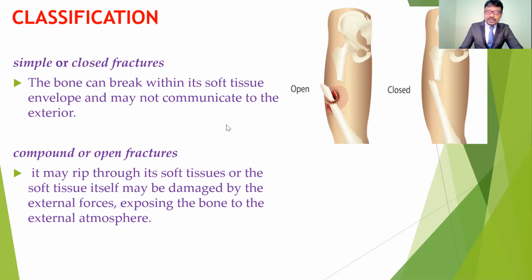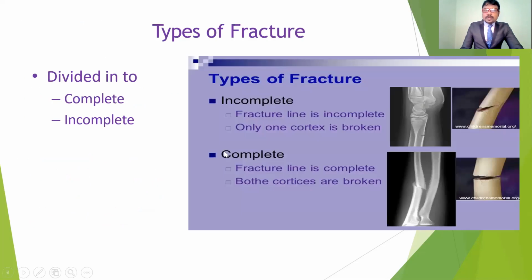So if you see the other classifications, these fractures are divided into complete fractures and also incomplete fractures. Incomplete means the fracture is not complete. Only one cortex is going to be broken. If you see in the bone, only one side of the cortex is broken and the other side is intact. So this is the incomplete fracture. Only one side cortex is going to be broken.